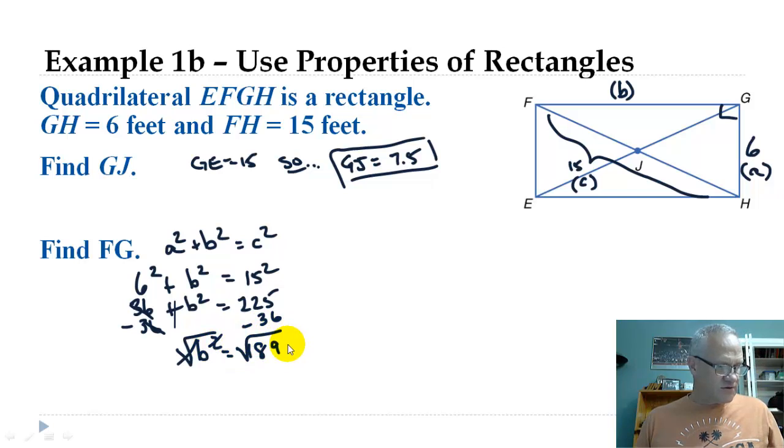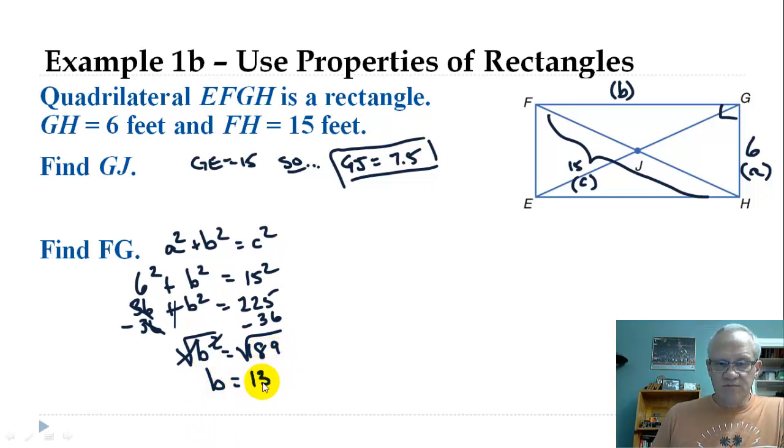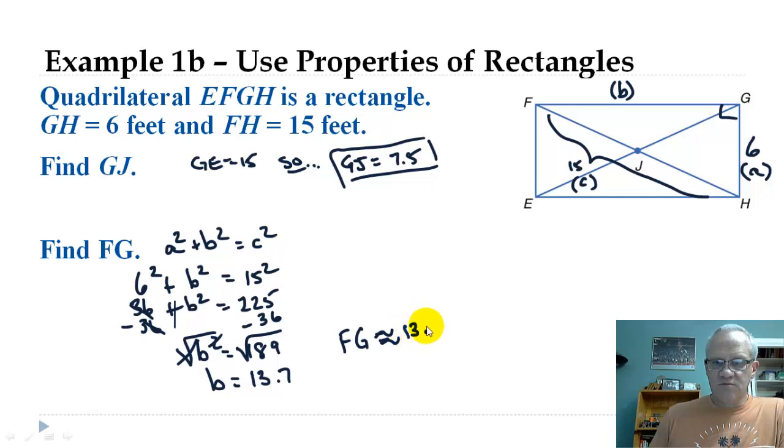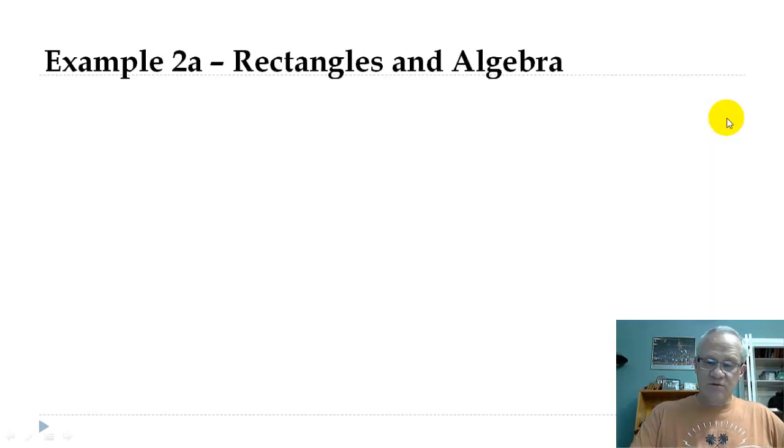And so if I take the square root of 189, it doesn't come out evenly, but you know what it says? It says it's approximately, I'm going to round it to 1 decimal place, 13.7. And so what that means is B is FG, and so FG is approximately 13.7 feet. Okay, so that is something that you can use here as well. Because of the 90-degree angle, you can use the Pythagorean theorem. So that's another thing to think about. Okay.